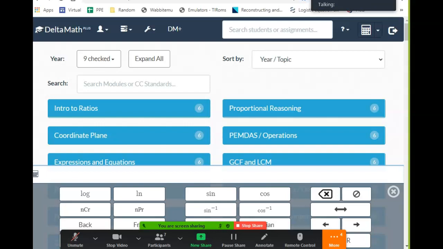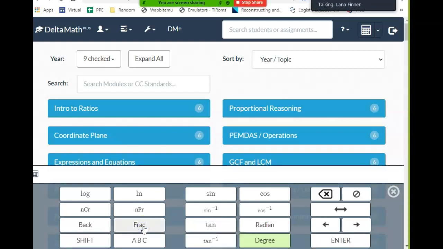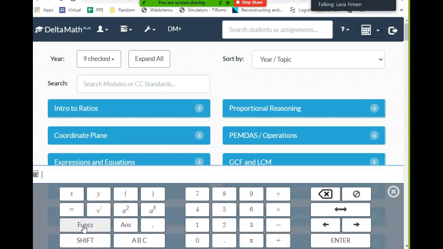If you're using the Delta Math calculator, then you want to make sure that, on all of these right now, we're in degrees. So when you bring up the Delta Math calculator, if you hit functions, then right here you have a choice between radian and degree. Make sure degree is green, okay?